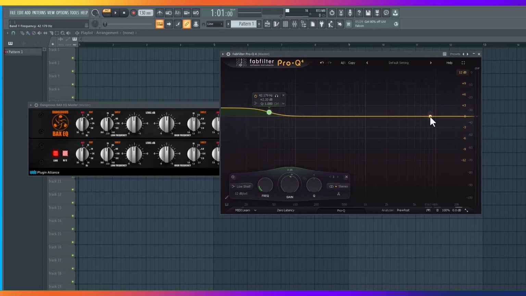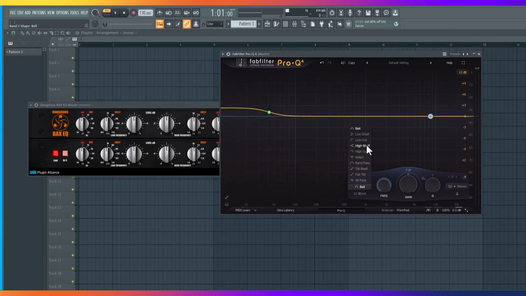Or let me see, high shelf. We see what's happening. So that's what we mean by the shelving equalizer. You just want to raise the level from a certain frequency, to either raise the volume or to cut the volume.